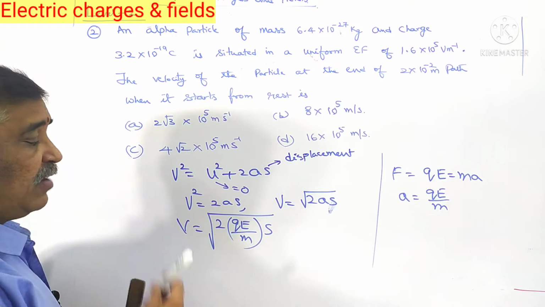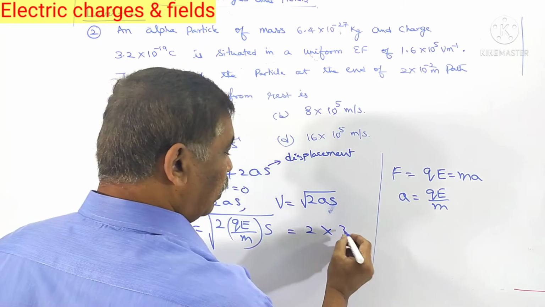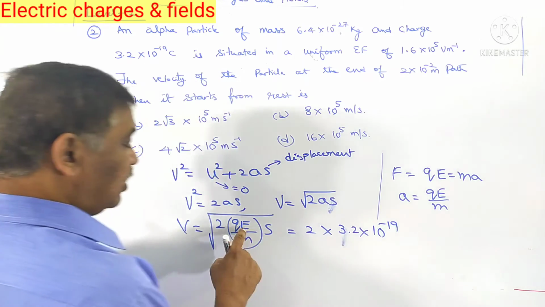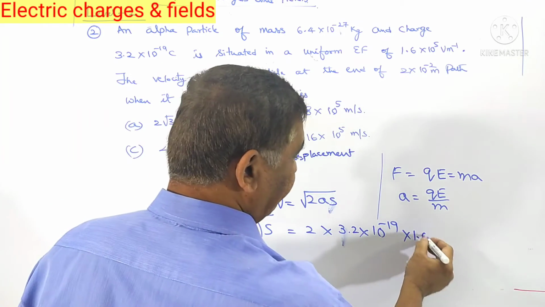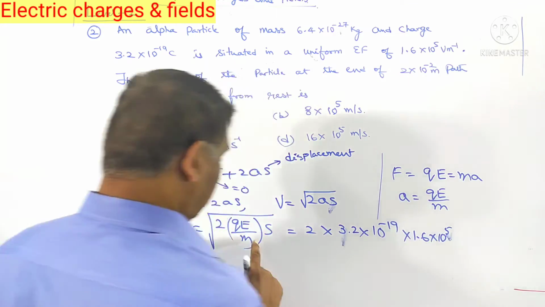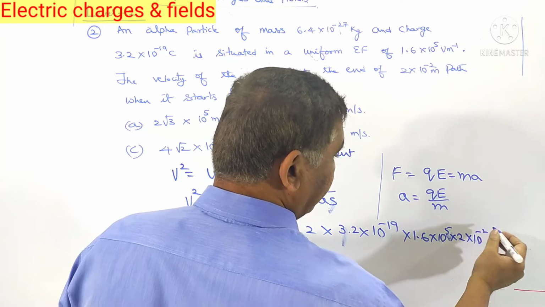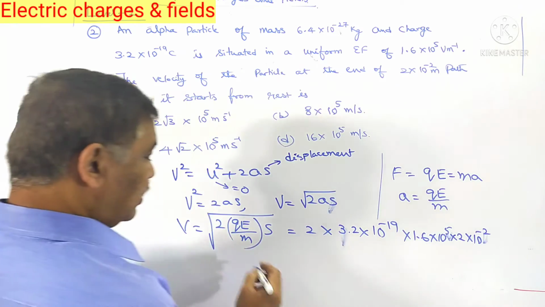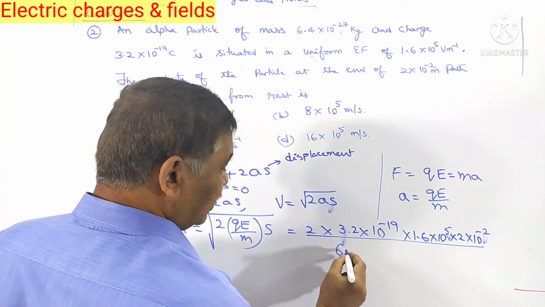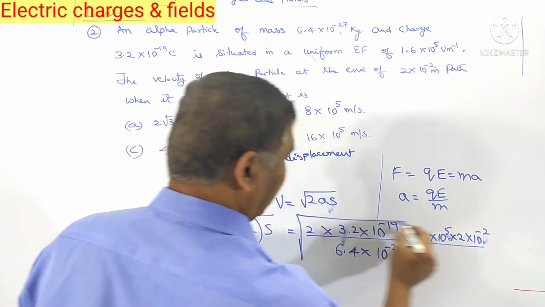Now we are given the charge of the alpha particle. Start substituting. This is equal to 2 into Q, which is given as 3.2 into 10 power minus 19, E the electric field is 1.6 into 10 power 5, then S is given as 2 into 10 power minus 2, divided by M. M is the mass of the particle, given as 6.4 into 10 power minus 27. Everything is under the square root.